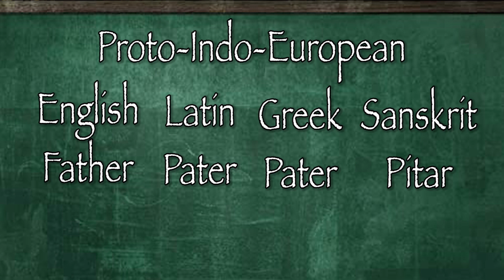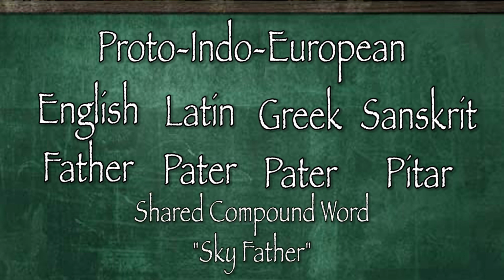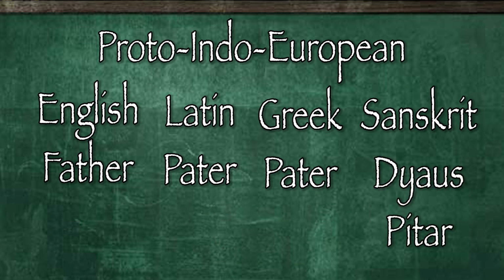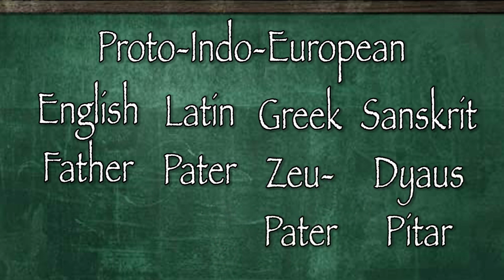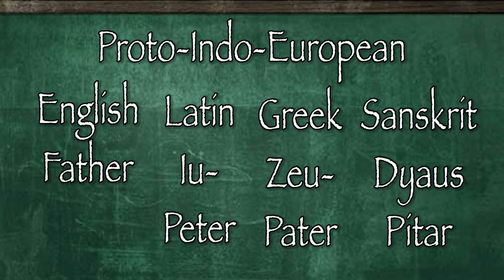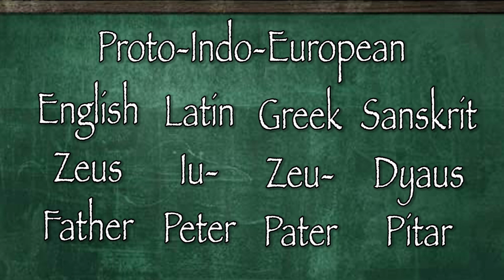In addition to having a very similar word for father in all of these languages, they also shared a compound word for God, which also used the word father. The term was literally sky father. In Sanskrit, it was Diospitar. In Greek, it was Zoopater. And in Latin, it was Eupater. And that Greek version of the word, Zoopater, later became simply Zeus after the pater part was dropped. And the Latin version of the word, Eupater, later became Jupiter after another sound shift changed the Y sound to a J sound.